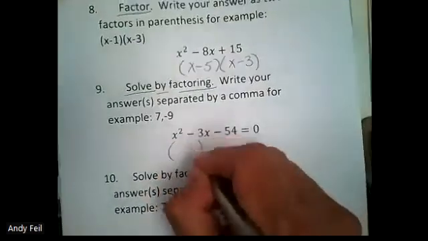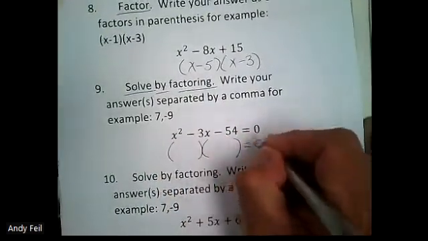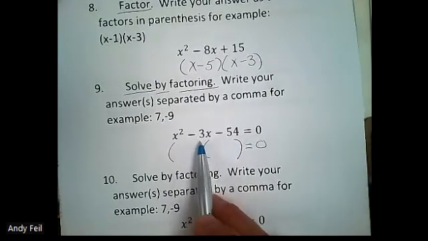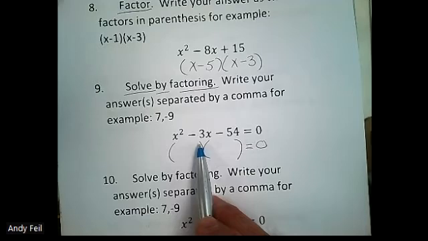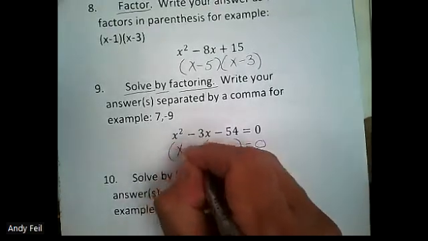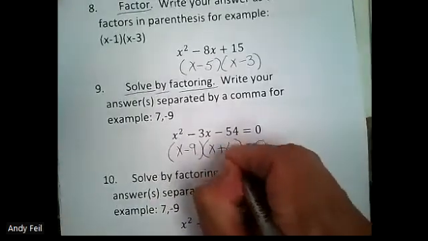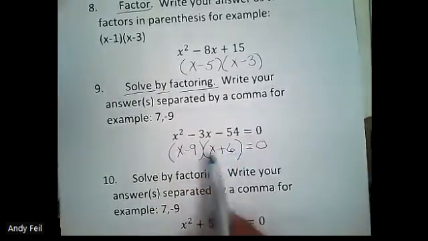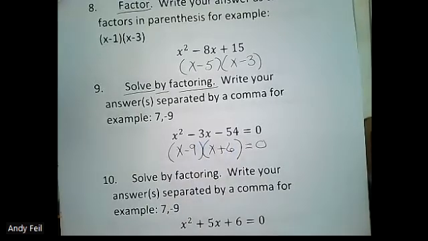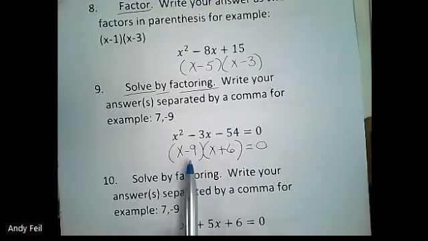Give me 2 numbers that multiply to 54. 9 and 6. Can you get a -3 from 9 and 6 when you add them together? Which one has to be negative? To give you -3, it has to be -9 and +6. Do those 2 numbers multiply to -54? They do. And do they add to -3? They do. Now, here's the important part. This isn't the answer.